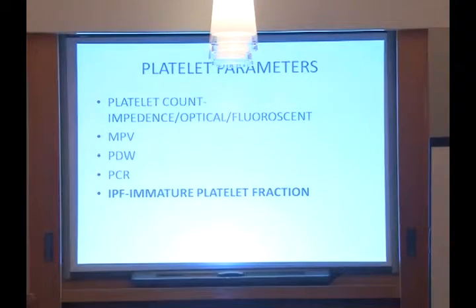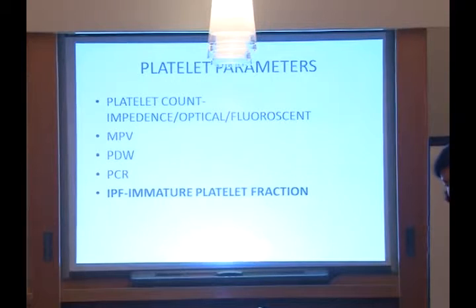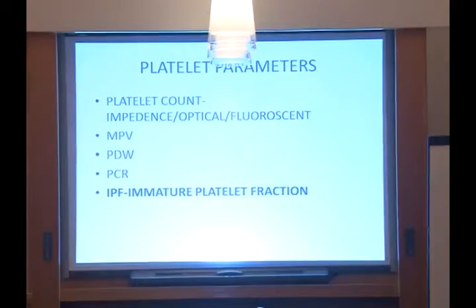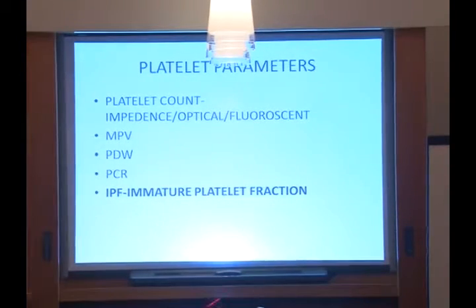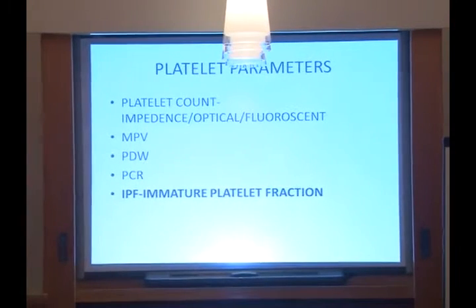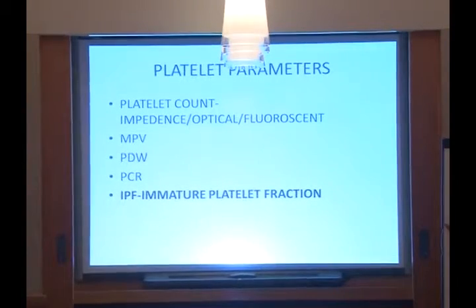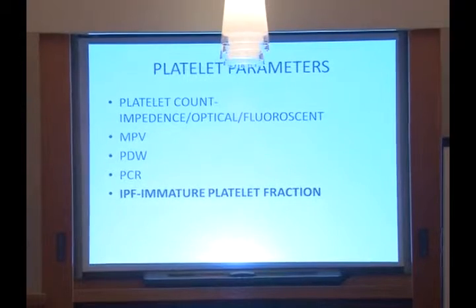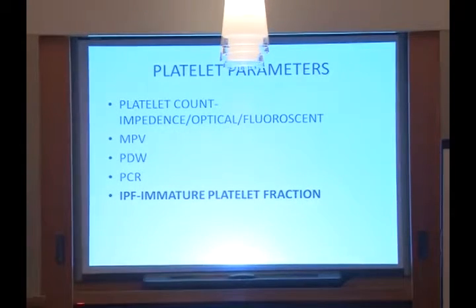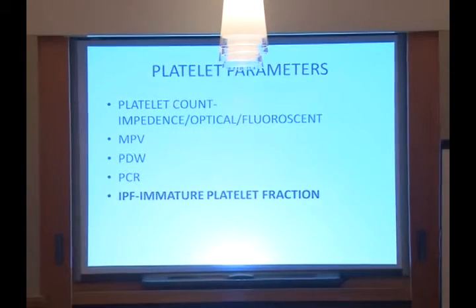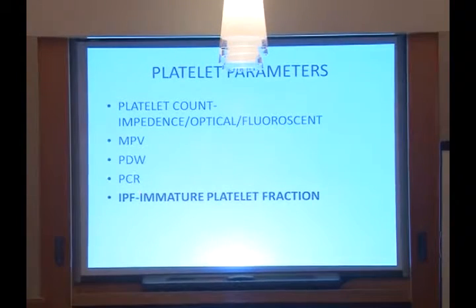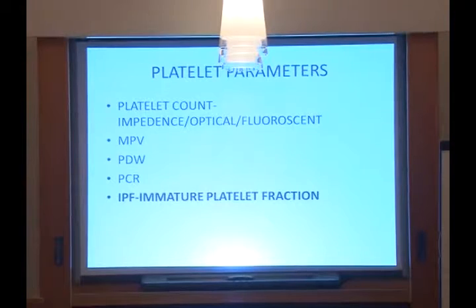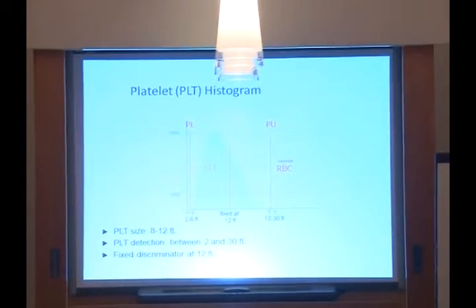This is my most favorite topic because I've done extensive work on platelet parameters, and this paper that I presented in Chicago on 19th of May was all my work on the immature platelet fraction, which I find in my current practice is the most important new parameter. So the platelet parameters that we get in the machines are platelet count, MPV, PDW, plateletcrit, but how much do we really use the other parameters in daily practice?